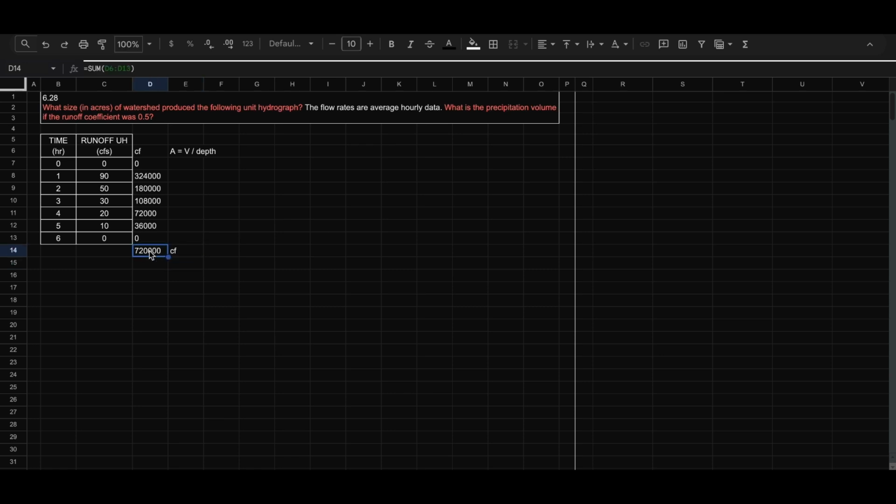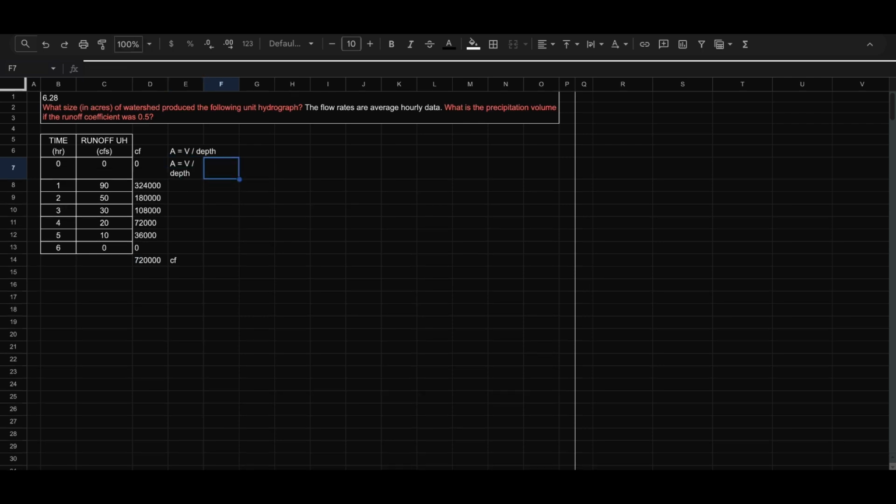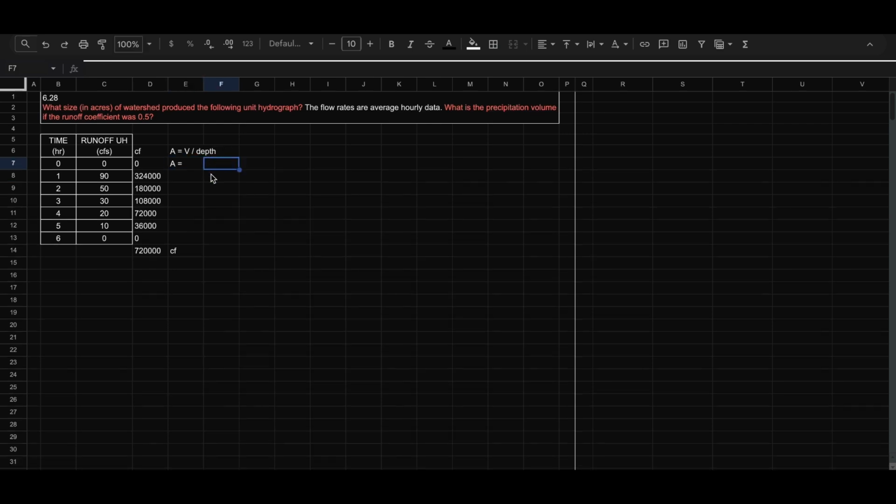720,000 cubic feet of water is what we got on this storm of 6 hours. Now that we have the volume, all we need to do is divide it by the depth, but we know it's a unit hydrograph. So the unit hydrograph is going to be 1 inch. So at the top, area equals the volume in cubic feet divided by 1 inch.